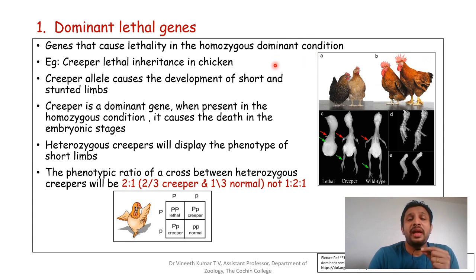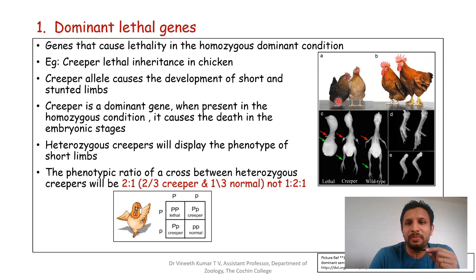And when the dominant gene is present in the heterozygous condition with the normal allele, you get a phenotype which has short limbs. As we said in the introduction of lethal genes, these lethal genes have the ability to produce a phenotype, but at certain times they cause lethality. So the phenotype produced by this lethal gene is short stature. That means the limbs will be short. Limbs in the sense both the hind limbs as well as the forelimbs. In the case of a creeper, the wings as well as the legs will be short.